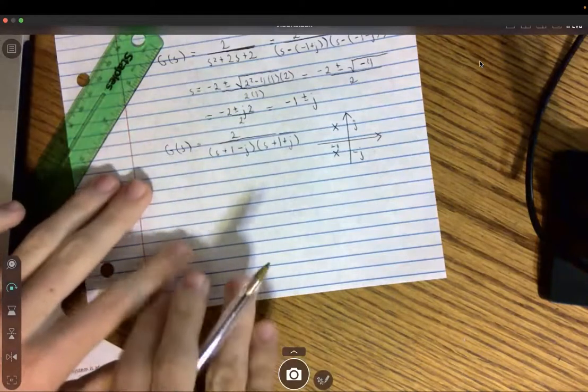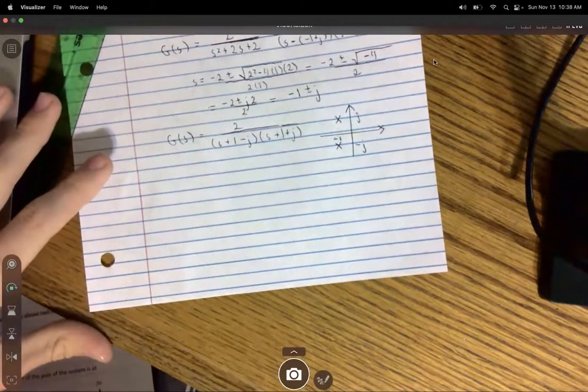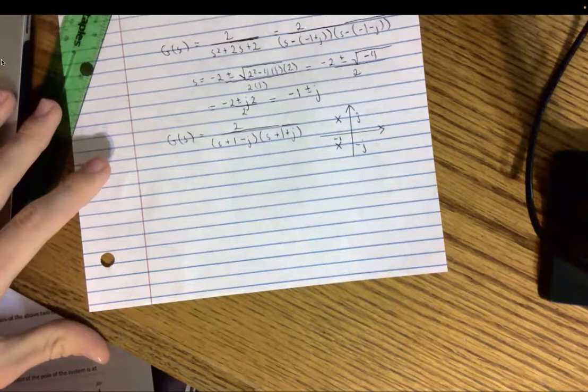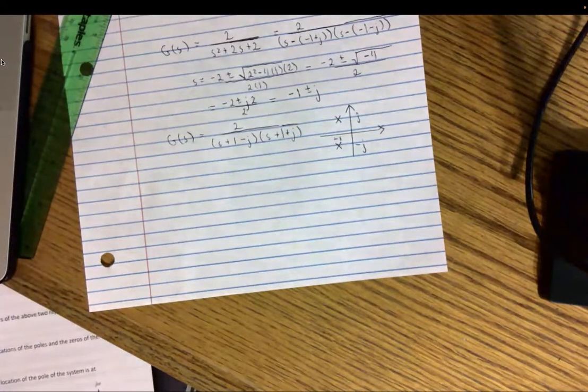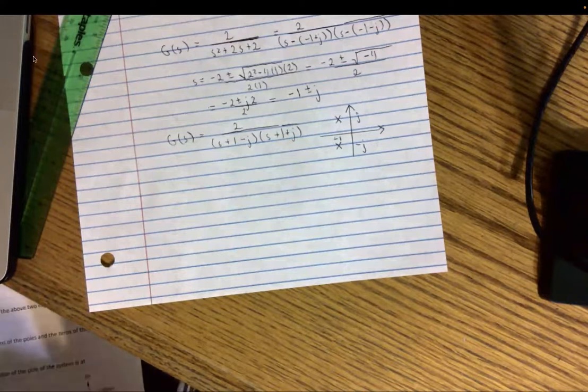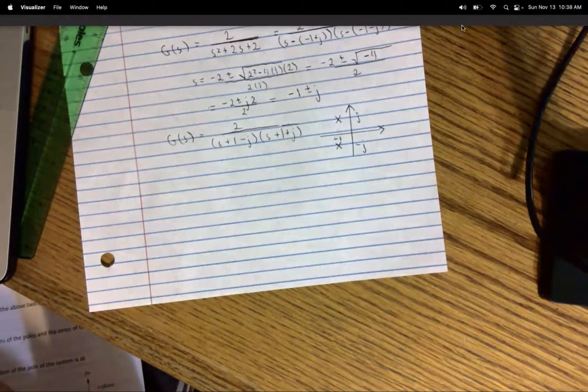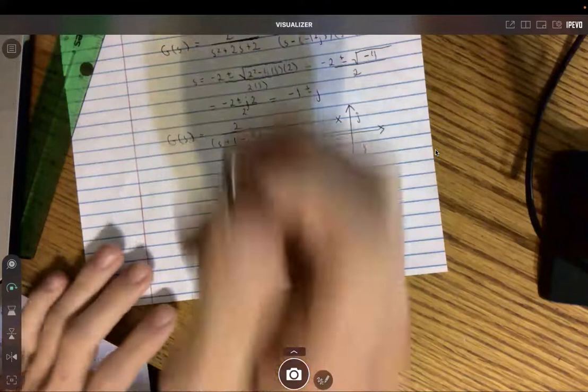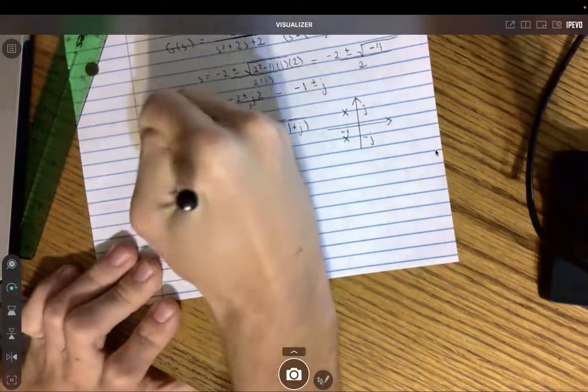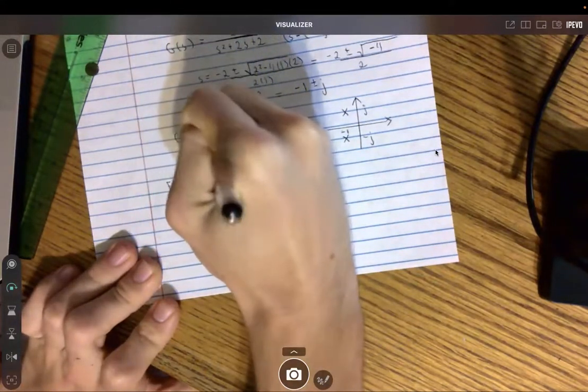Okay, now that we have that, we're going to go to the next part, which is focusing on first order systems. Okay, so first order systems, what are they?